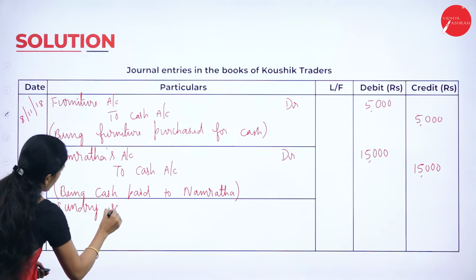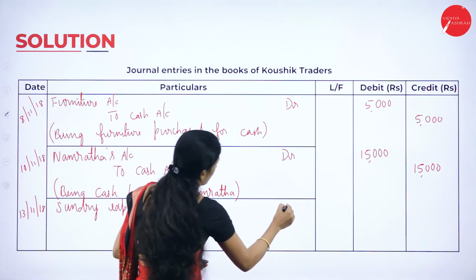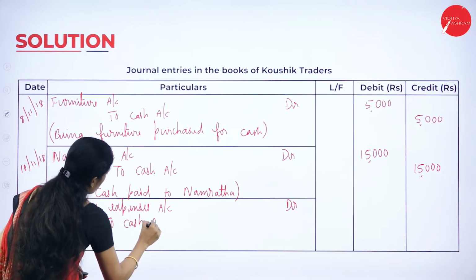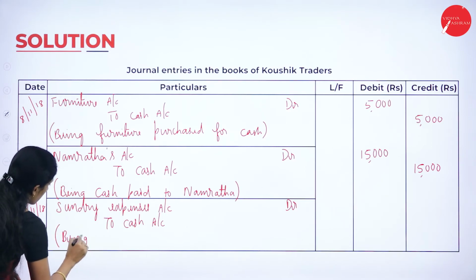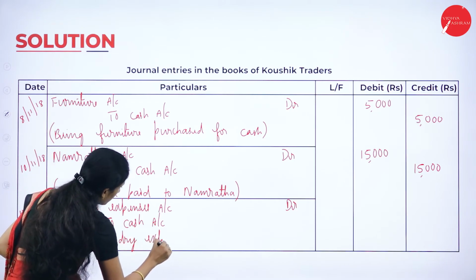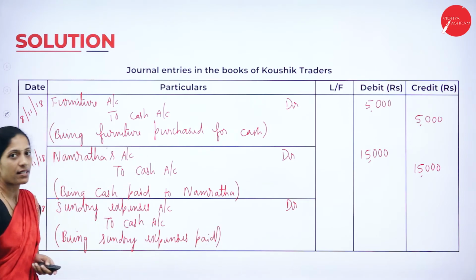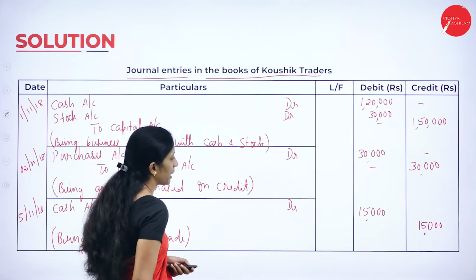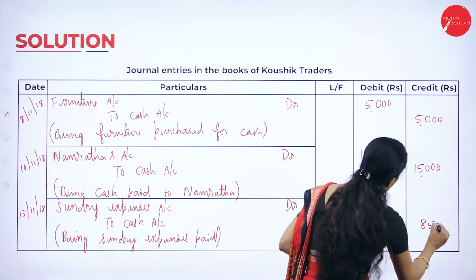Sundry expenses account debit to cash account. So what is the narration? Being sundry expenses paid. And what is the amount of sundry expenses? That is 850. So 850 in the debit side and 850 in the credit side.